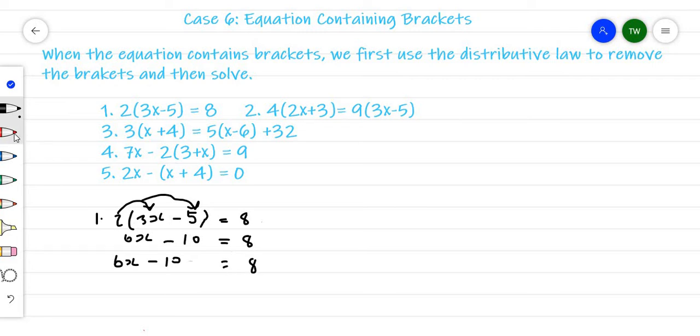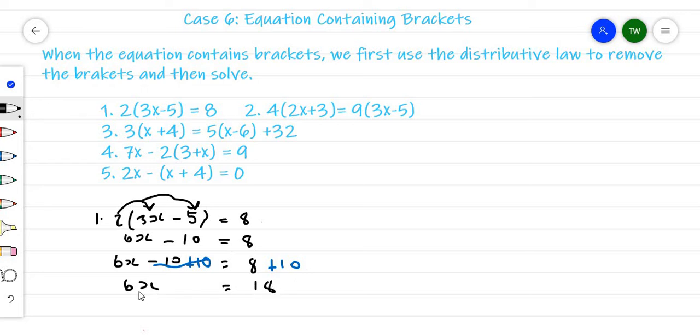Leave a little space and put back my 8. Now I'm going to use a different color. So here I need to add 10 to both sides. So I'm going to add 10 to this side. I'm also going to add 10 to this side. And by adding 10 to both sides, minus 10 plus 10, that's going to give me 0, right? So what I'm left with on this side is just 6x is going to equal to 8 plus 10, which is going to give me 18.